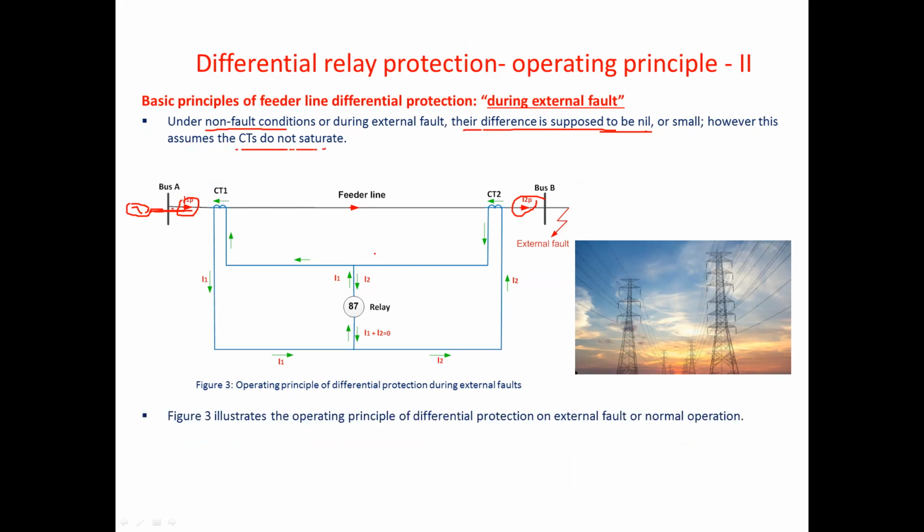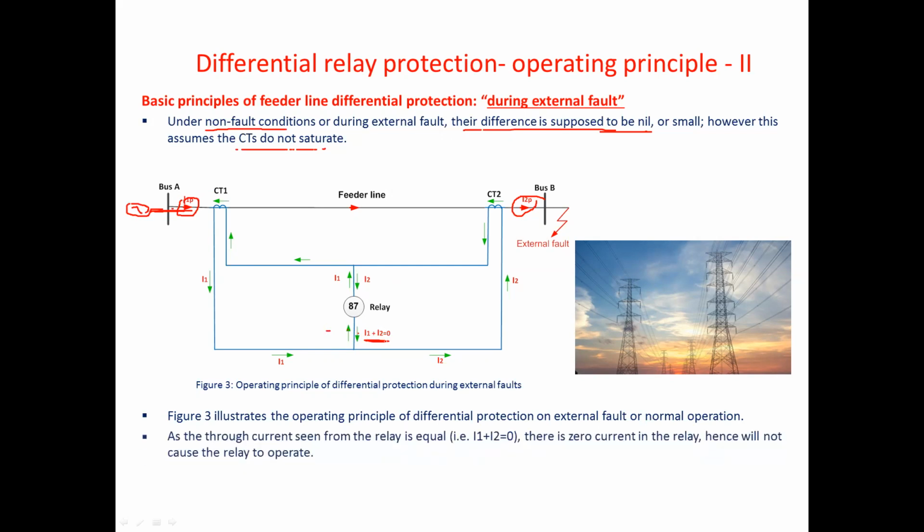So if we look at this, what does it mean? For example, this current is going that way and that way, and this current is going that way and that way. So it's in and then out. I1 is going that way and I2 is going that way, meaning their summation is zero, because plus and minus cancel to zero. Whatever goes in is out here, so there is no differential current and zero current in the relay. Hence the relay will not operate, because the fault is not within this zone. The fault is outside of the protected zone.